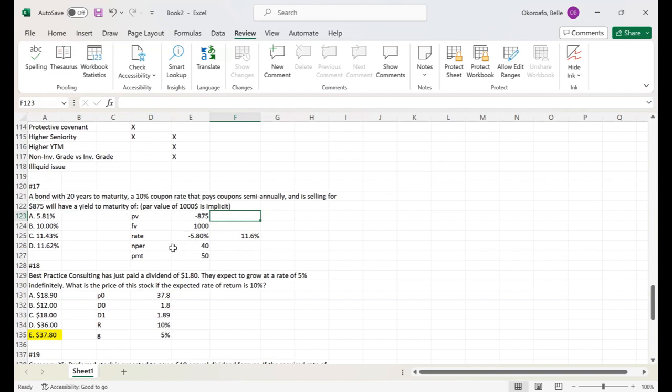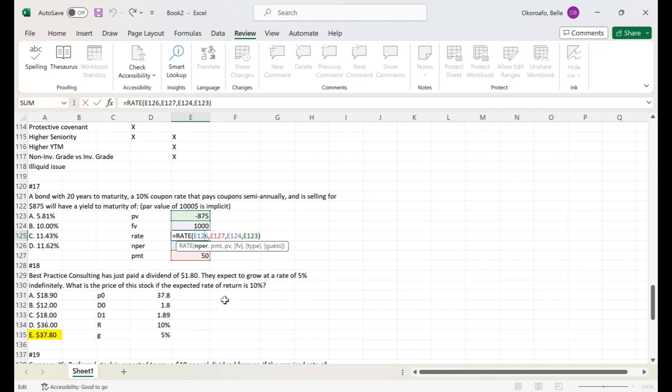And NPER is 40 because we need to multiply by 2 because we're paying semi-annually. And then PMT is 50, but we have to divide 1,000 by 40 and then multiply it by 2 to get our PMT. And we input this into our equation.